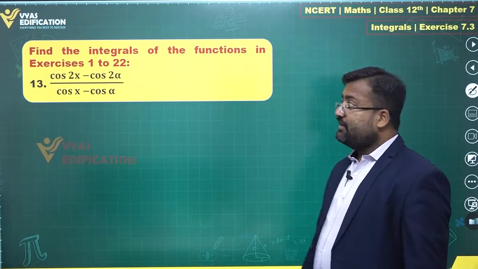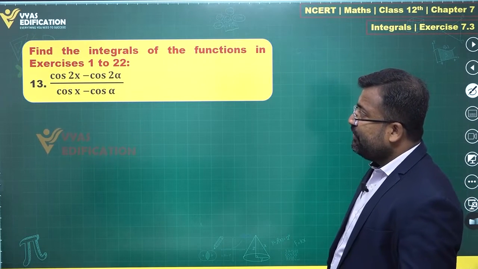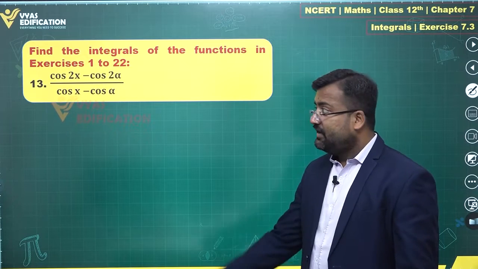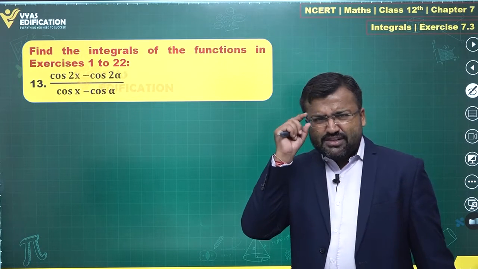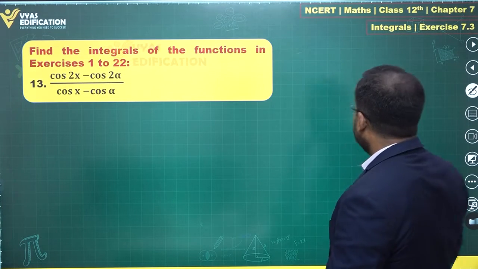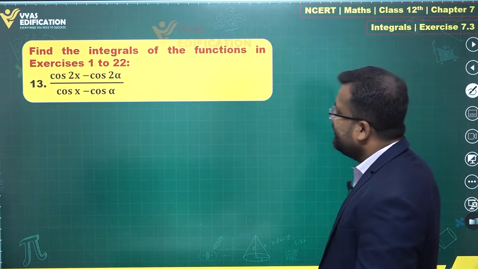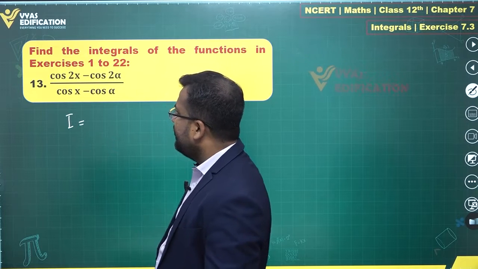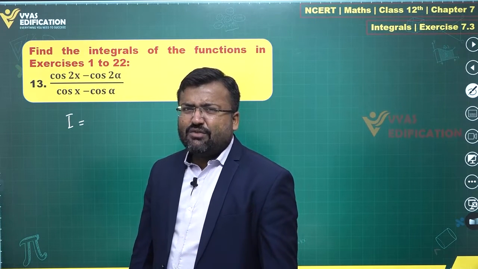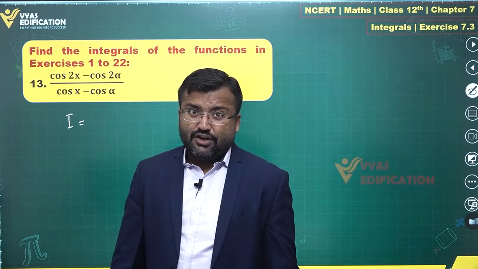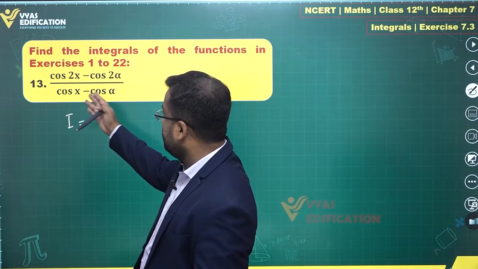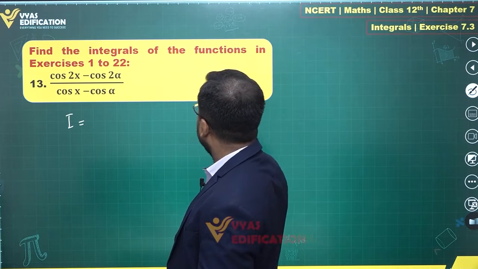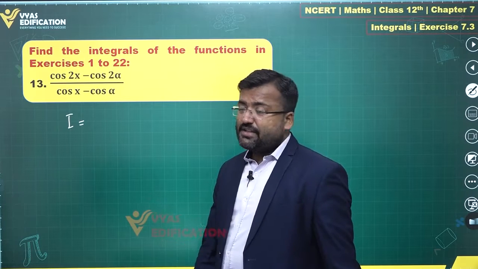The 13th question, what do we have? Cos 2x minus cos 2 alpha upon cos x minus cos alpha. Do we need to apply cos c minus cos d? Once again, think. I is equal to this. Applying cos c minus cos d will actually not take you anywhere. Will not take you anywhere. Cos alpha is a constant. Cos x is the variable. Yes, we are integrating with respect to x.